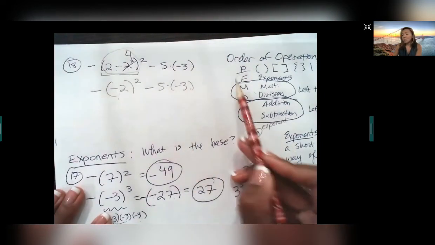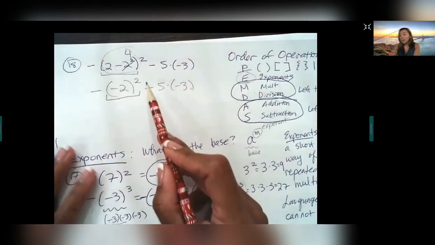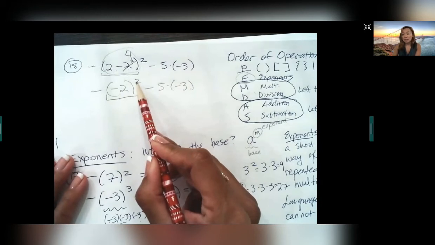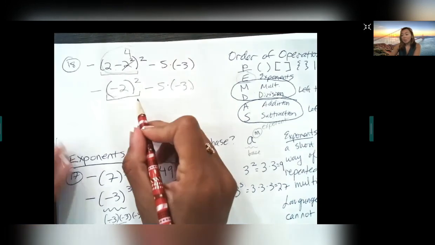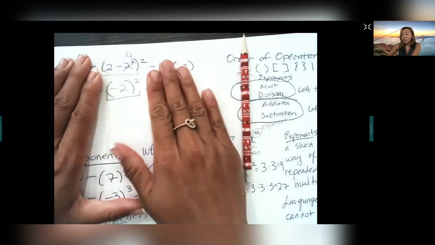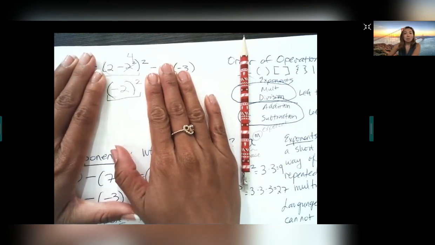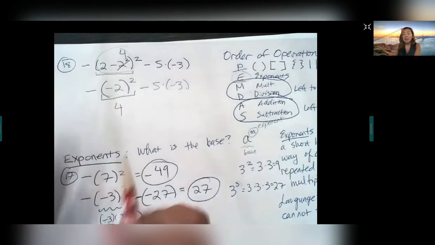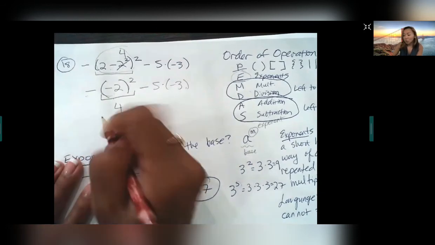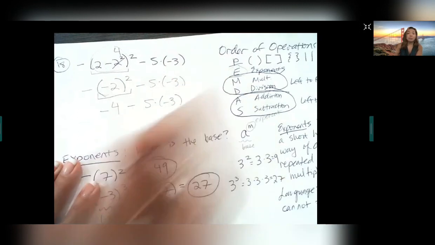Now I do exponents. Where do I see exponents? I see exponents here. With exponents, you always ask yourself, what is the base? The base is negative 2. It's the thing that's in parentheses right in front of it. So I ignore this negative sign, ignore all of this. I get tunnel vision and I ask myself, what's negative 2 squared? That means what's negative 2 times negative 2? That will give me a positive 4. And then I have a negative outside as an afterthought. So I have negative 4 now, minus 5 times negative 3.